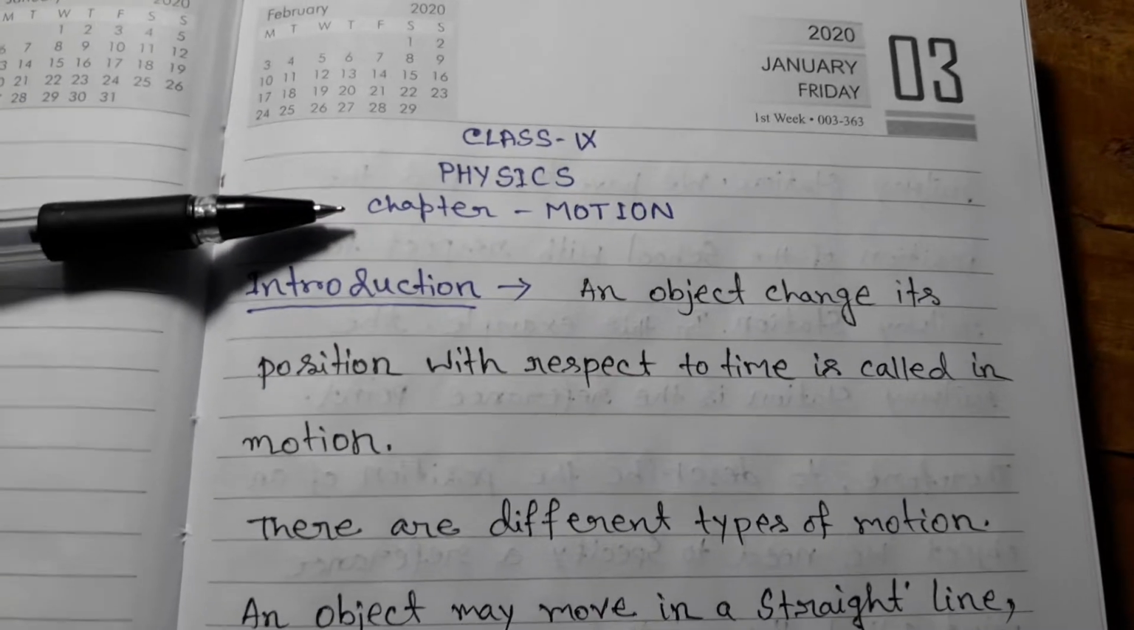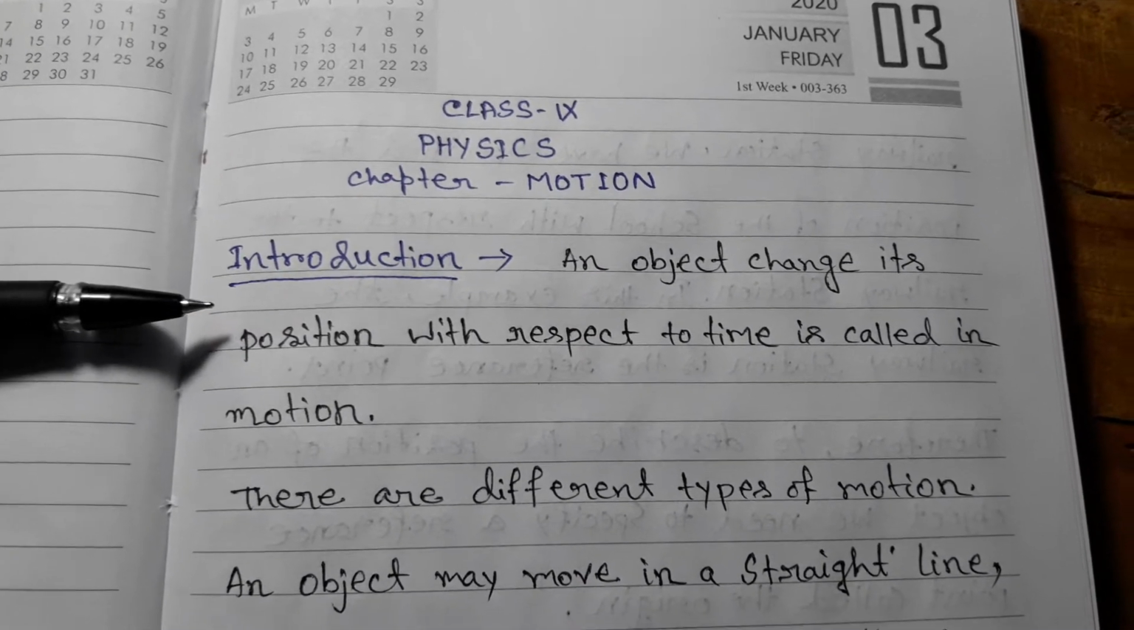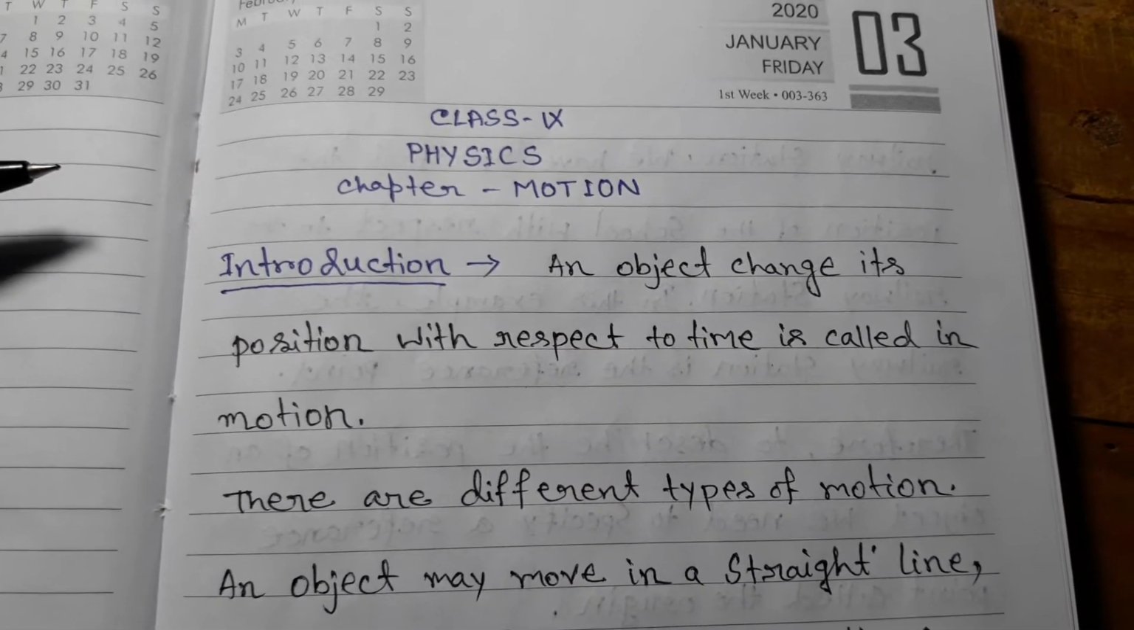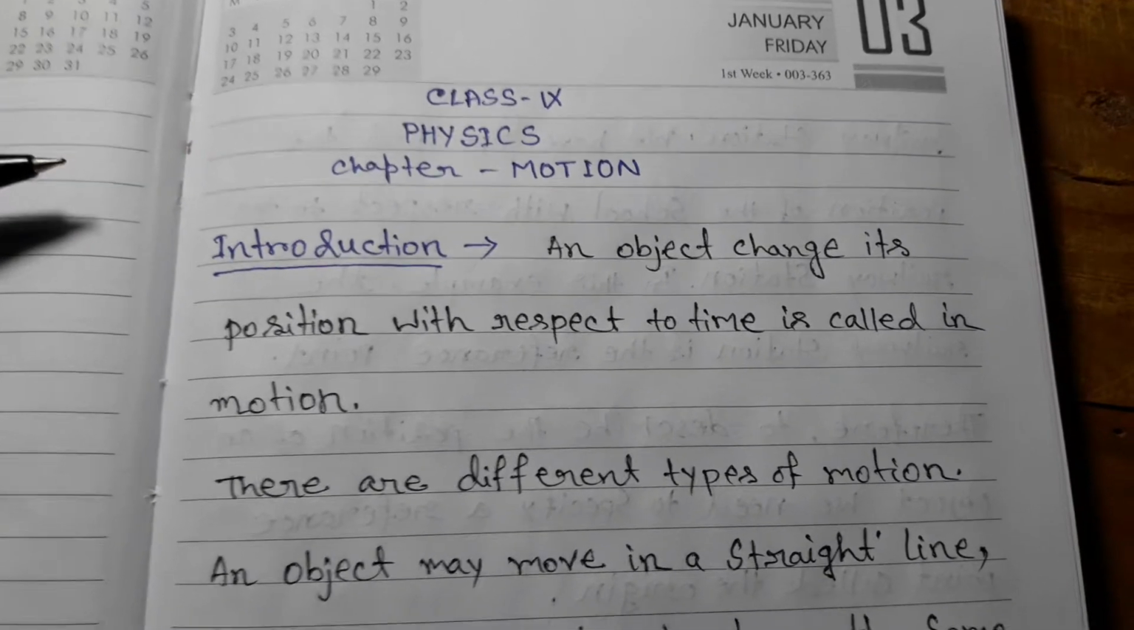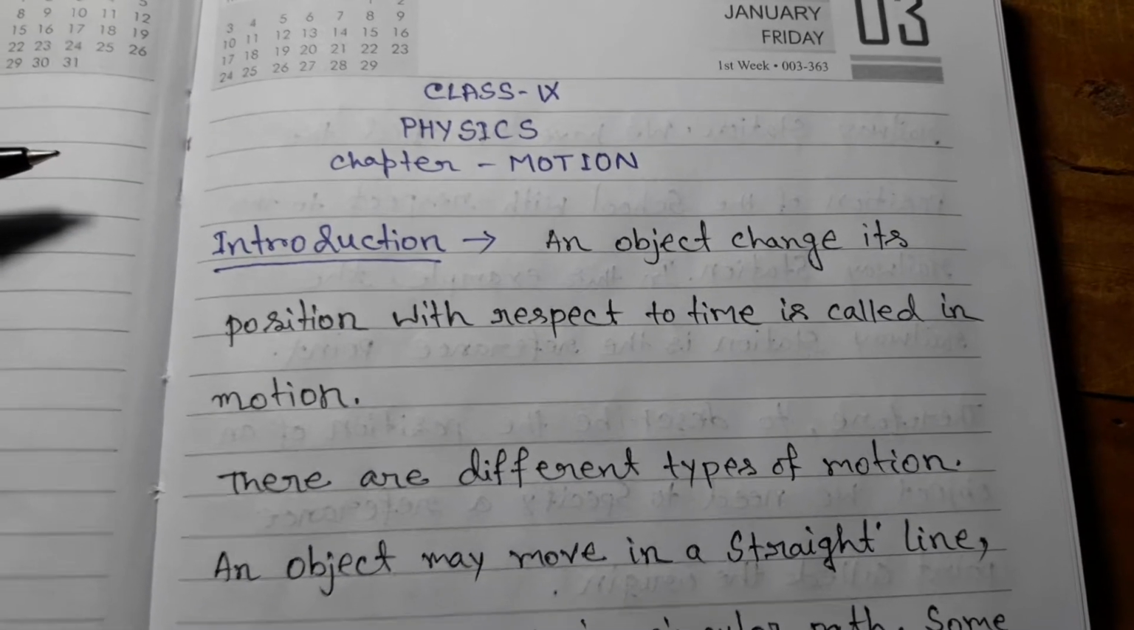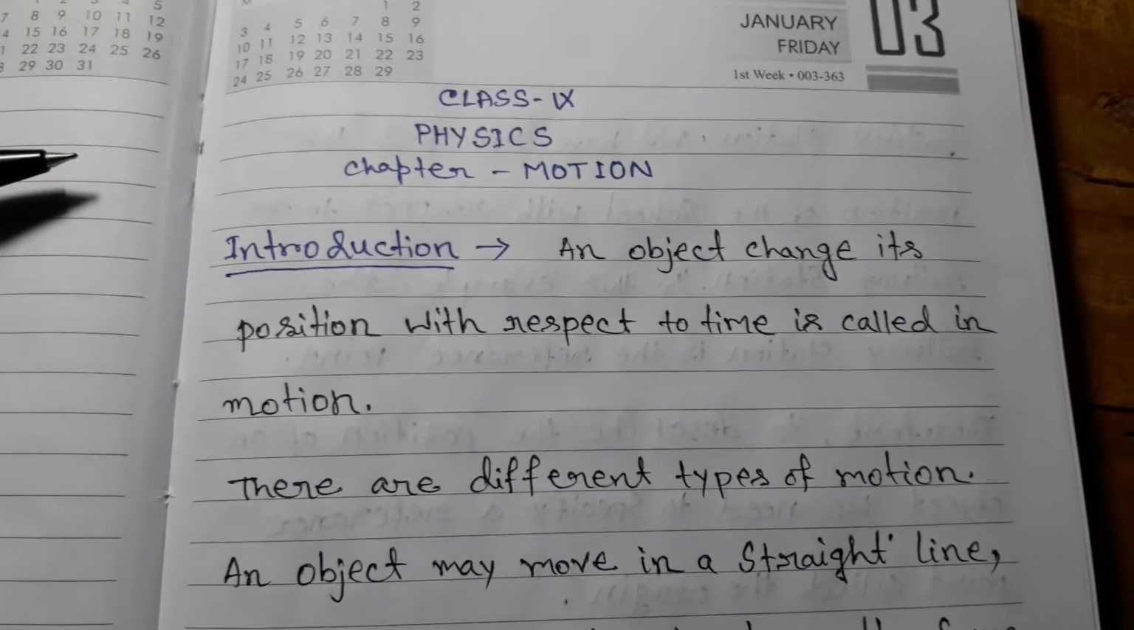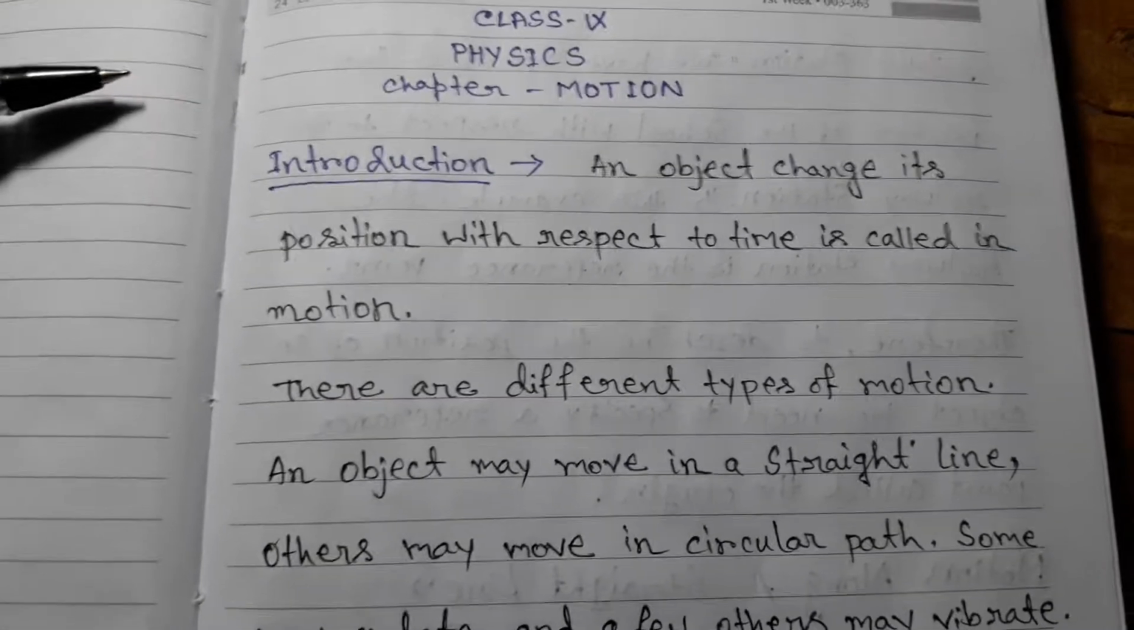First chapter is motion. Introduction. An object that changes its position with respect to time is called motion. That means an object moving from one place to another is called motion. There are different types of motion.